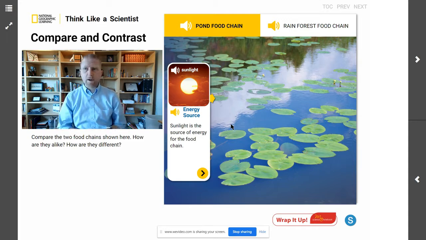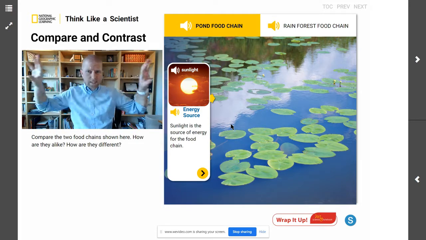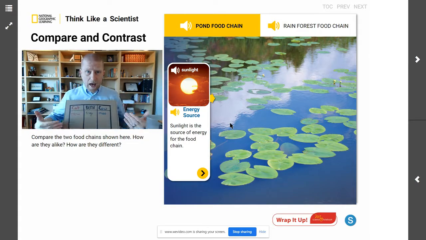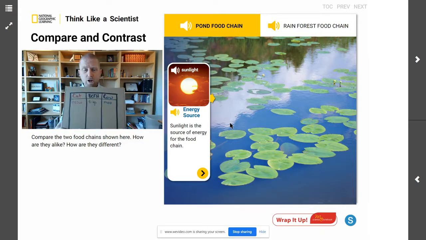The other thing we're talking about today is you have to know what it means to compare and contrast. So, what does it mean to compare and contrast? What we're going to do is identify how two things are the same and how they are different. So, right here, I have a compare and contrast chart. And what I'm comparing and contrasting is a cat and a cow.